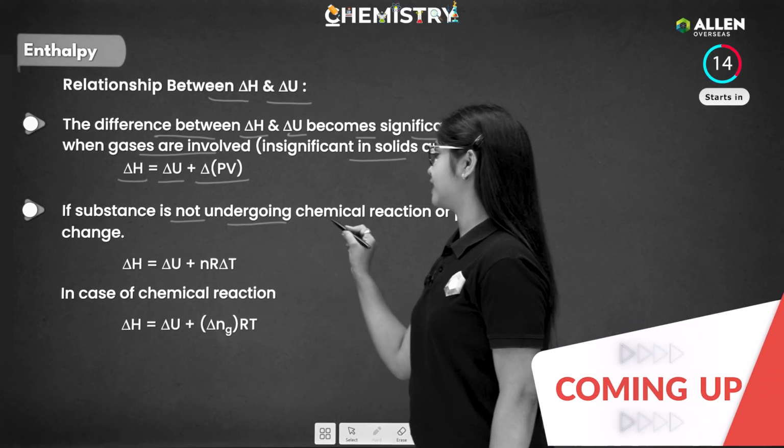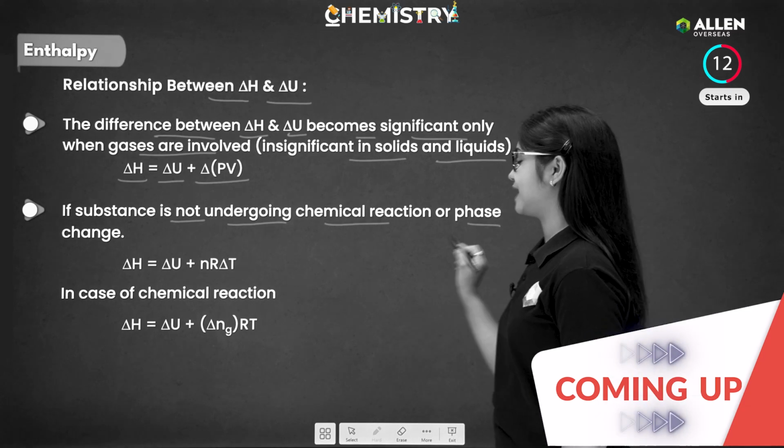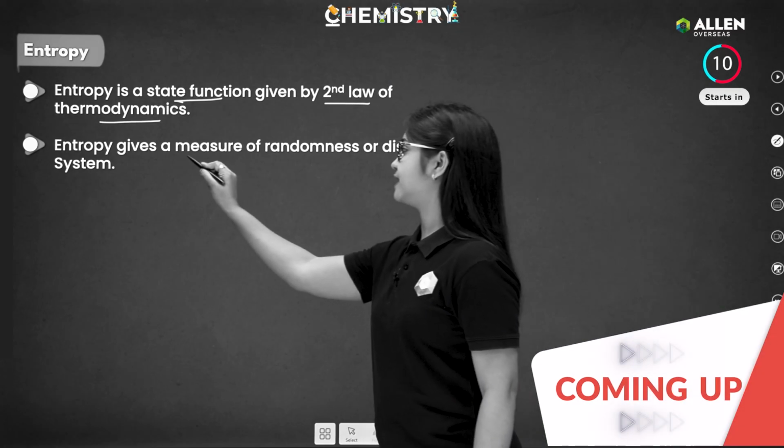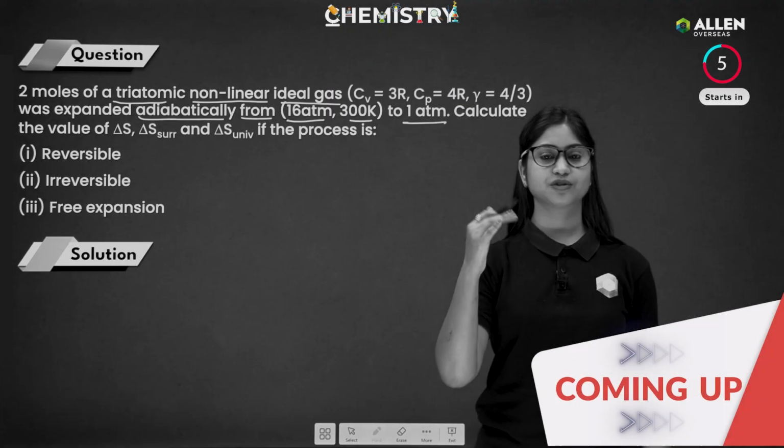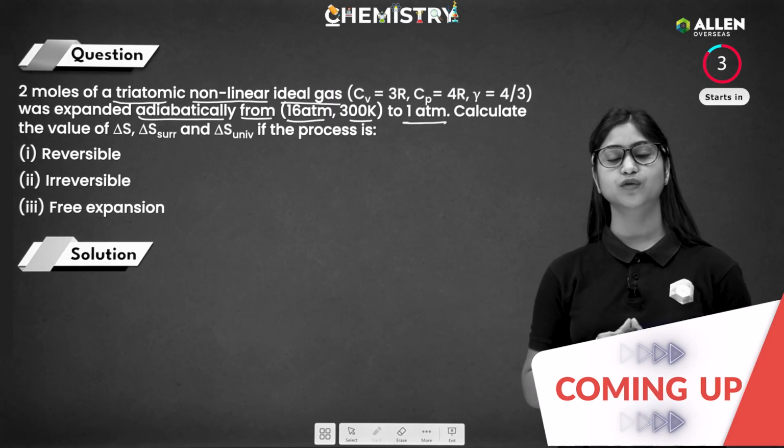is not undergoing any chemical reaction or phase change. Entropy gives the measure of randomness. Now, what is the physical significance of entropy? Three different conditions are given and we have to find out the value of delta S for each case.